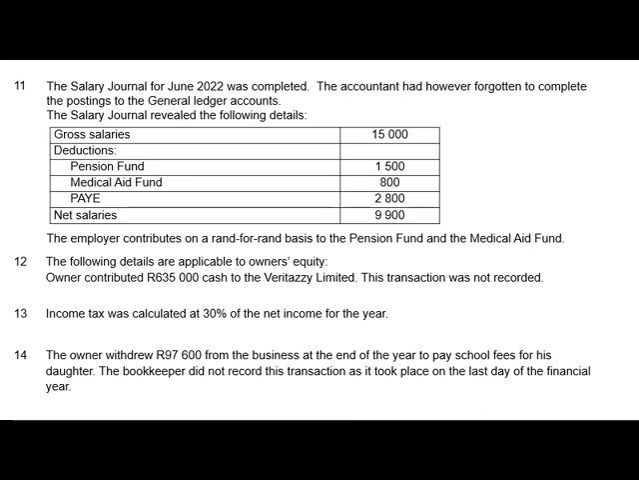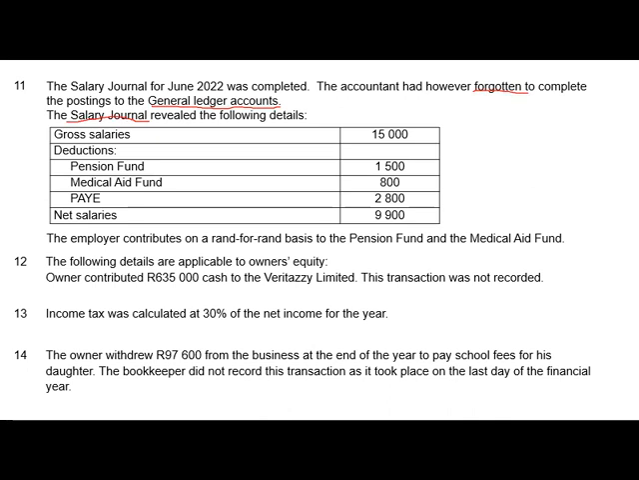Adjustment 11. It says that the salary journal for June 2022 was completed. The accountant had, however, forgotten to complete the posting to the general ledger accounts, and the salary journal reflected the following.